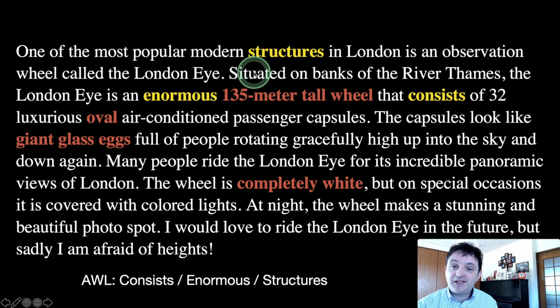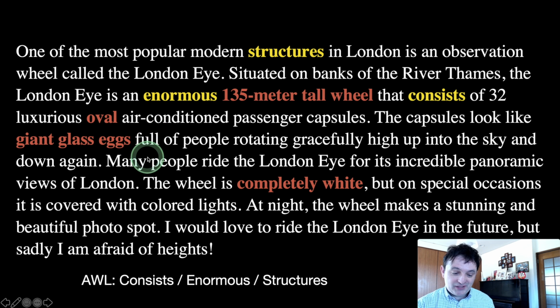The next sentence tells us where it is and what it is. So it's on the River Thames, and basically it's a really enormous 135 meter tall wheel that consists of 32 luxurious, and here's my keyword, oval passenger capsules. The next sentence tells us what the capsules look like and how they move.